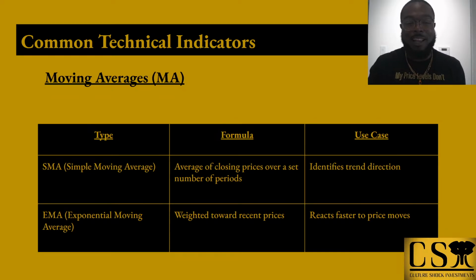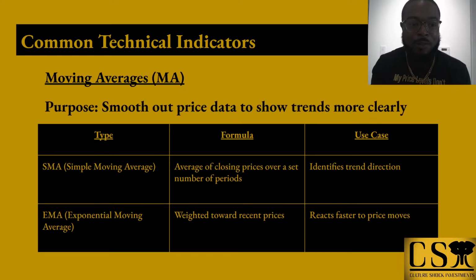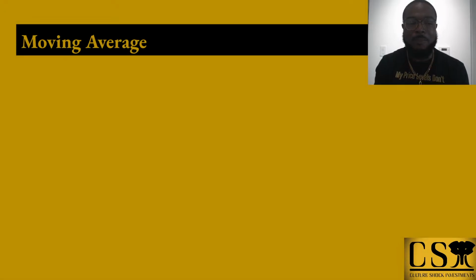You have the simple moving average and you have the exponential moving average. The simple moving average is the average of the closing price over a set number of periods, like I just said, and the exponential moving average is weighted towards more recent prices. So the simple moving average identifies trend direction, and the exponential moving average reacts faster to price movement. Okay, so that's more dynamic, and if you're a live trader, that may be the moving average you like to use more often.